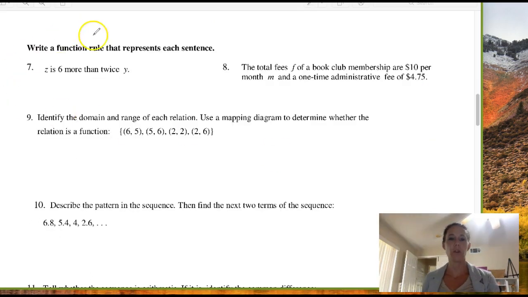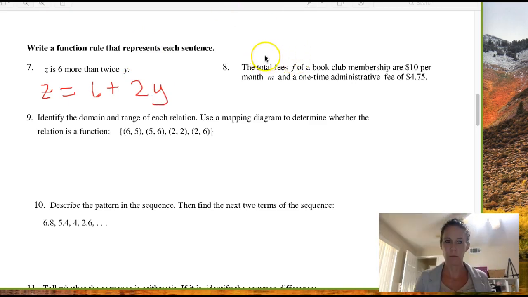Okay, write a function rule that represents each sentence. All right, a function rule. So Z is, well, I'm just going to write Z is means equals 6 more than, so 6 plus more than twice Y. Well, 2 times Y. And you're done. Not too hard.